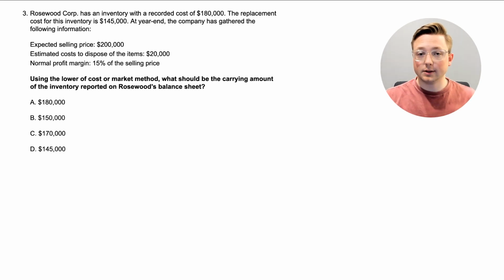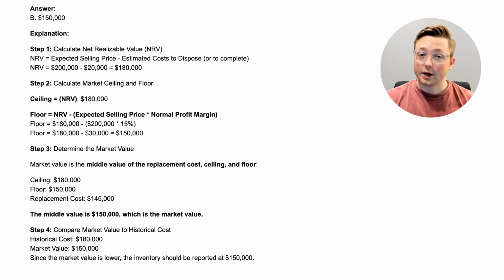So if you don't know how to do it, that's okay. We're going to look at the answer together. All right, here we are. The answer is B, $150,000. That is the carrying amount of the inventory using the lower of cost or market method.